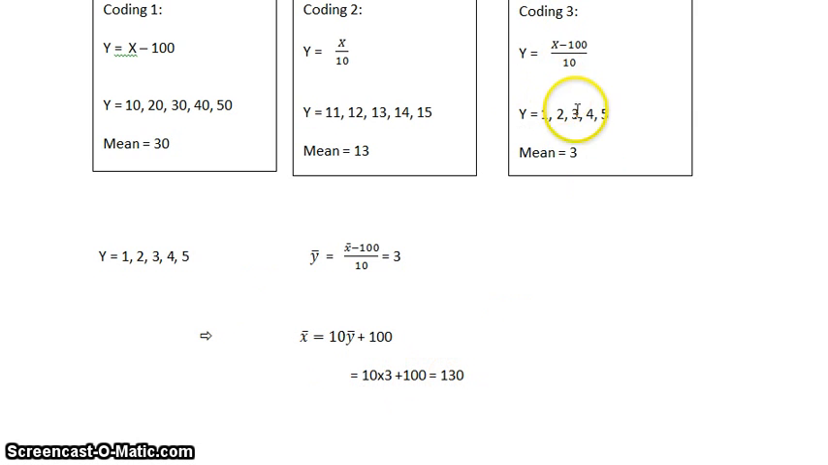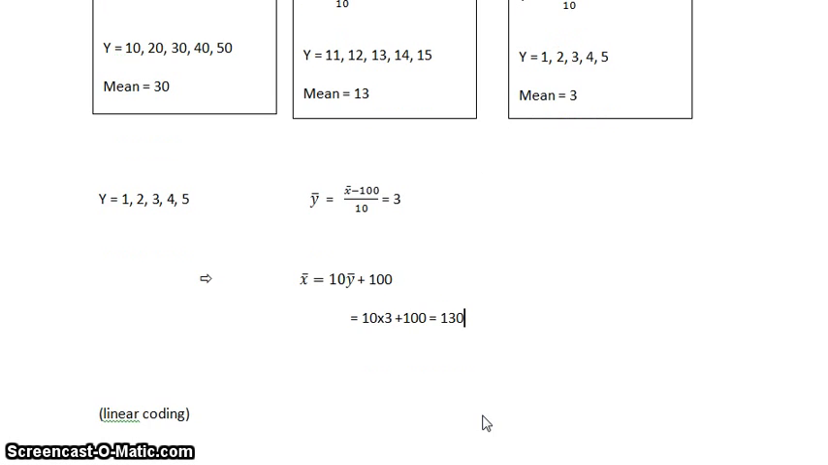So simplifying the numbers, calculating the mean of the new set, and then rearranging the formula here, if you like, to reverse the coding to find X bar. We've made X bar the subject. We've got a new equation, we can substitute our numbers in, and it gets us back to the mean of the original data.